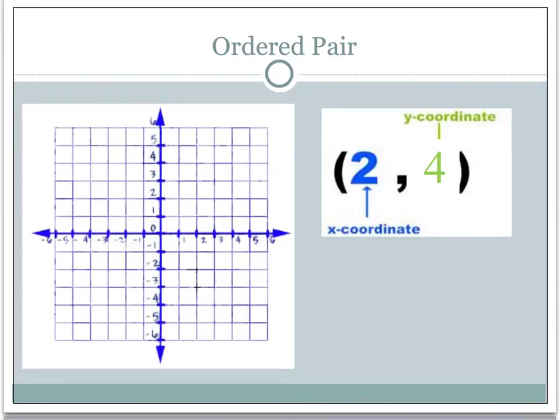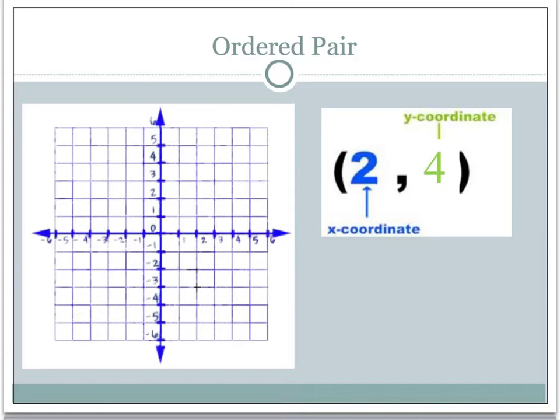Now let's take a look at an ordered pair. You're probably very familiar that an ordered pair is a pair of numbers that locates a point on a coordinate plane. In this example, 2, 4. This is the coordinate, or the ordered pair, that we're going to try and plot on our coordinate plane. Now the 2, or the first number, is always your x-coordinate, and the 4, or the second number, is always the y-coordinate. The 2 means that you are 2 units from the origin on the x-axis, and the y, which is 4, means that you're 4 units from the origin on the y-axis.